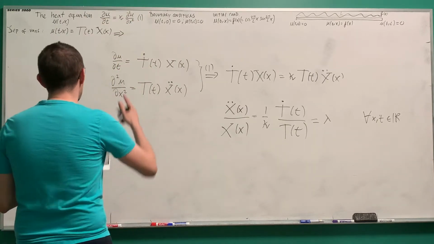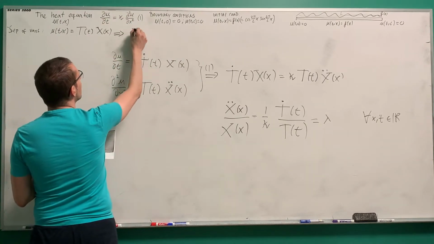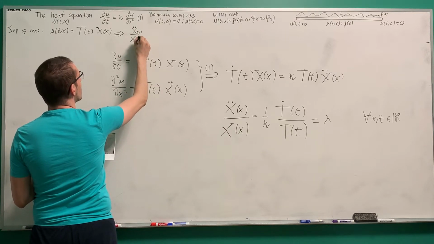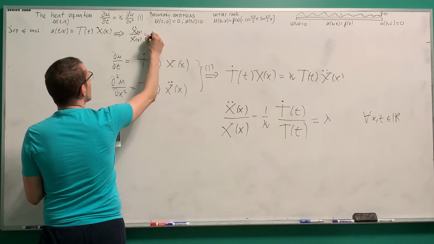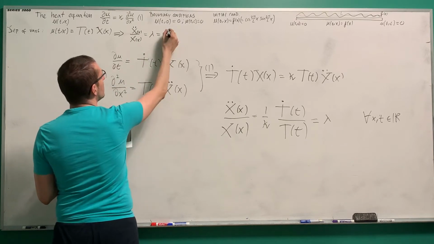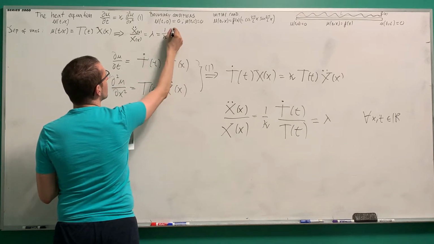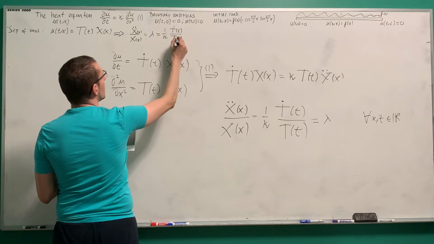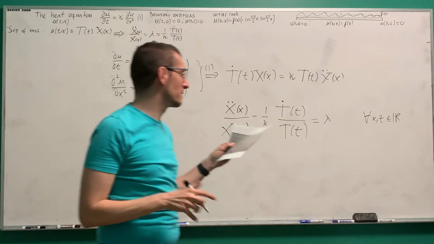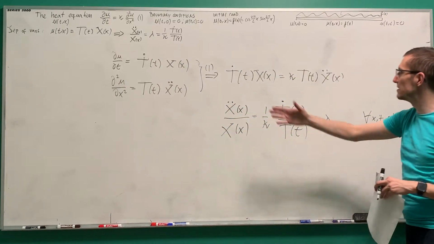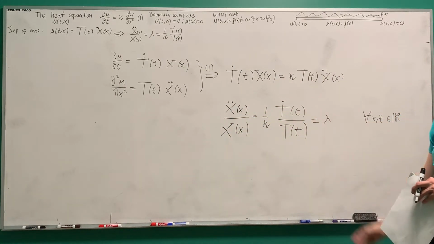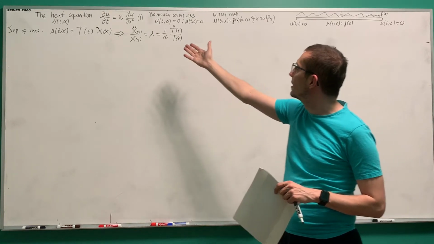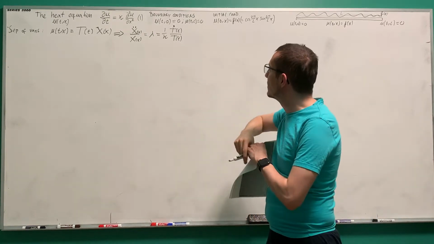All right. So let me write this equation here. That tells me that X double dot of x divided by X of x is equal to lambda, but also 1 over kappa T dot of t divided by T of t is equal to lambda. So I have 2 equations. All right. Let me erase this. Hopefully now that is understood. So now that we have these 2 equations, let's write them separately.